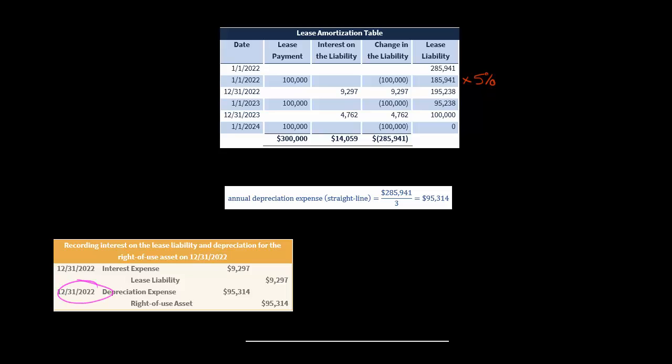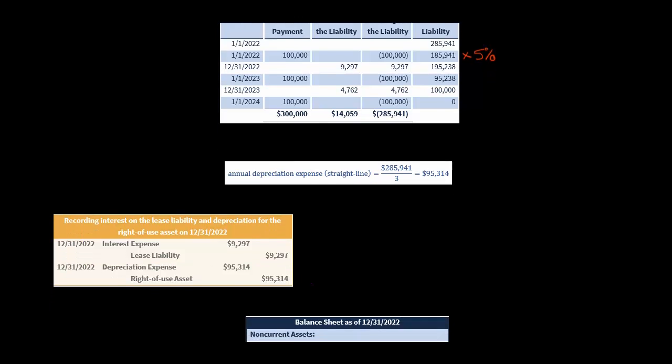So 2022, the first year of the lease. Here's that depreciation expense: debit depreciation expense, $95,314, and then you reduce the right of use asset. Now, in terms of the interest expense, you would debit interest expense and credit lease liability. This is increasing the lease liability and recording interest expense. We already did that up here. You see how the lease liability went up from $185,941 to $195,238. So that's all this is, if you're not familiar with journal entries.